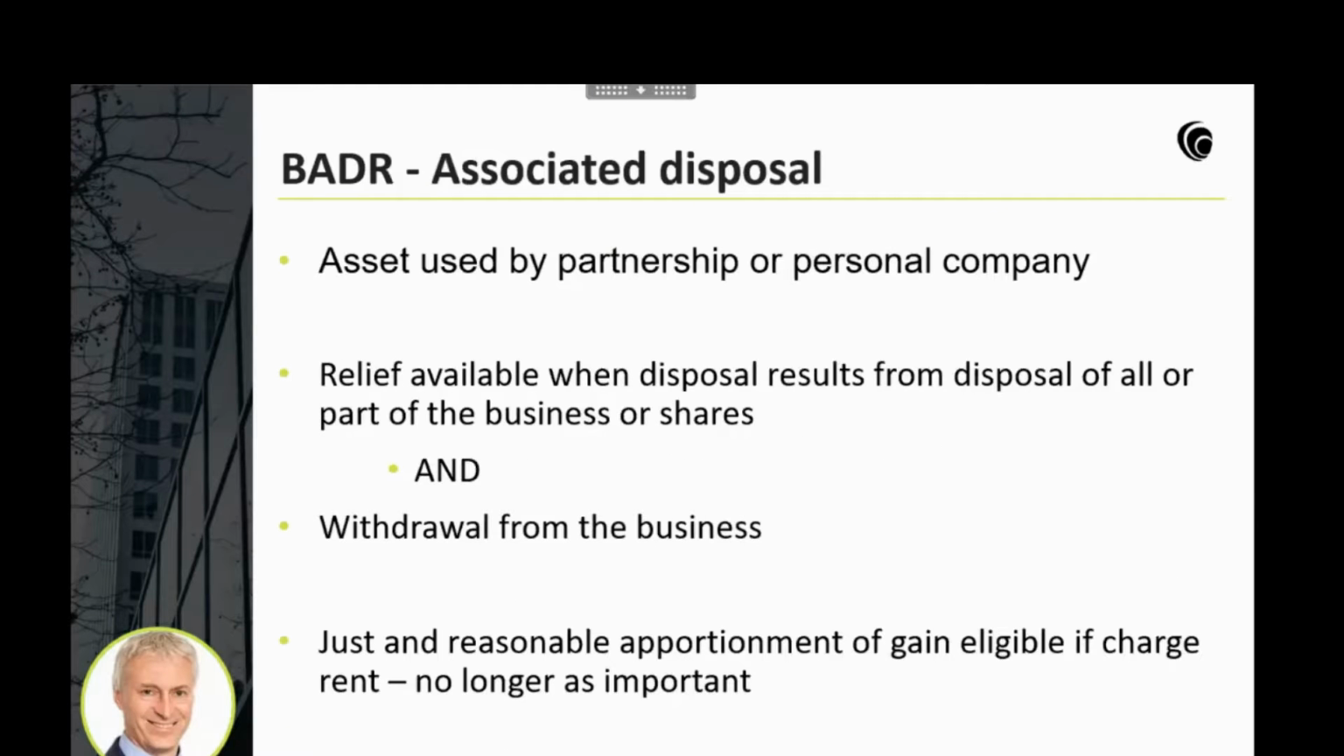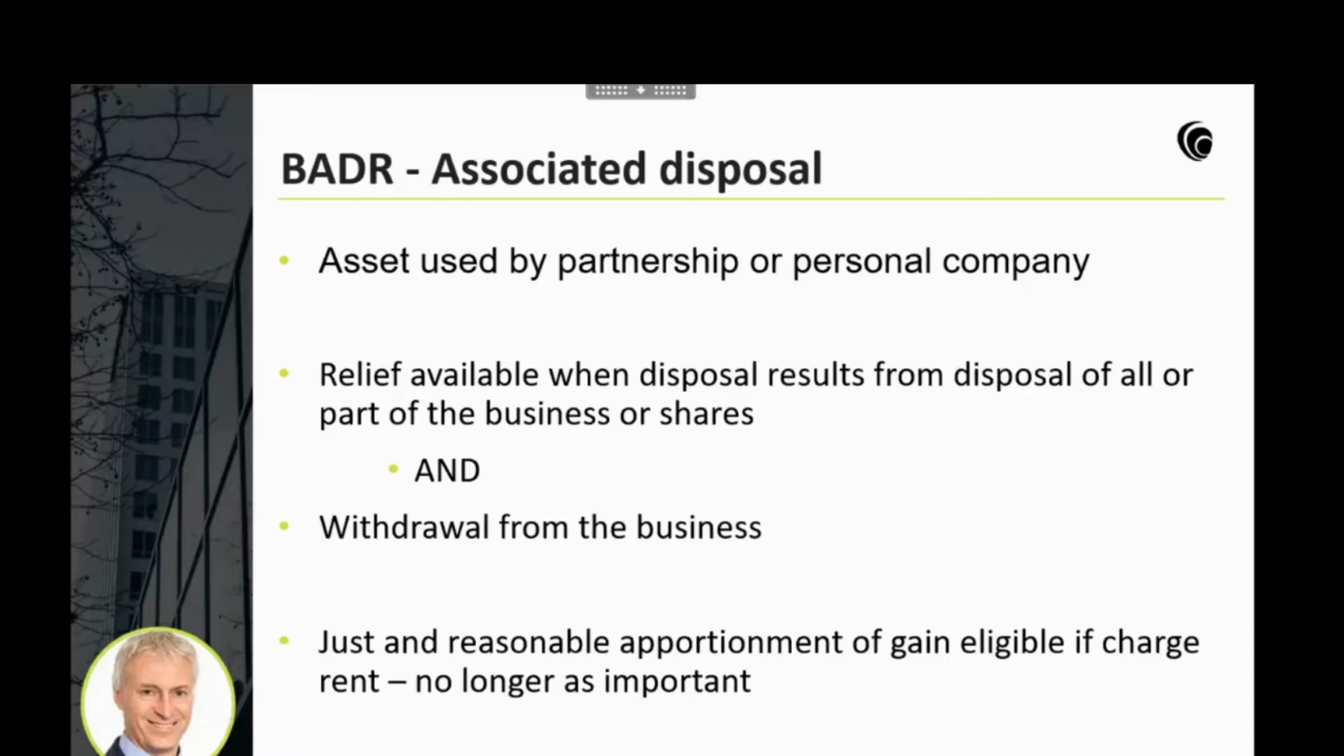You can also claim relief in some circumstances where you have an asset outside the business which you sell after or as part of a disposal from the business. So you sell your business and then you sell the property perhaps at the same, very similar time or shortly thereafter. That can also qualify for BADR as an associated disposal. If you're charging rent for the use of a property in a business, then that may reduce the amount of business asset disposal relief you get. We've said it's no longer as important as it was simply because the amount of the relief is limited to that £1 million now. Prior to a couple of years ago, it was a £10 million limit, so it's much more valuable.